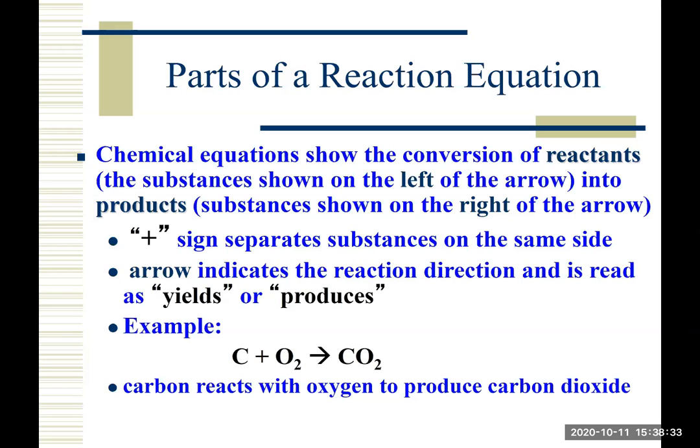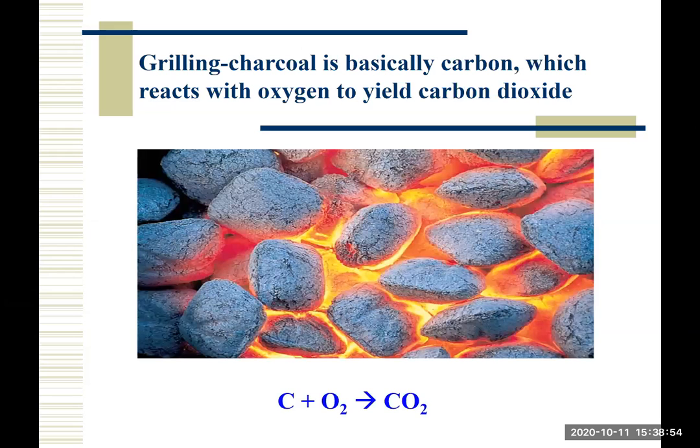So for example, carbon reacts with oxygen to produce carbon dioxide, and this reaction is showing a forward arrow, meaning that we're always looking at CO2 as being the product and carbon and oxygen as being the reactants. Grilling charcoal is basically carbon, which reacts with oxygen to yield carbon dioxide.